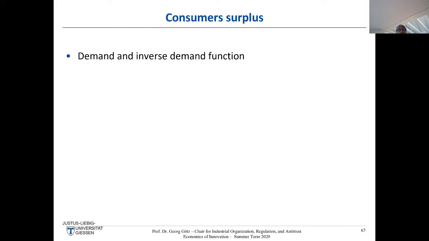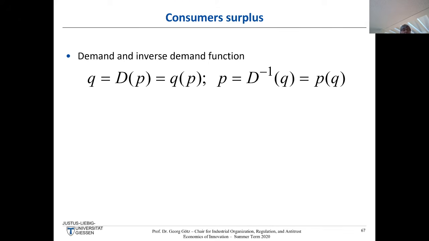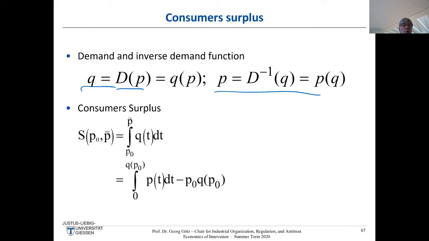What we need for our analysis, because we are interested a lot in what consumers are doing, is consumer welfare. How do we measure consumer welfare? That's, as always, with consumer surplus. And consumer surplus is just total willingness to pay for a unit minus what you actually have to pay. And if you have a standard demand function here, Q as a function of the price, or the inverse demand function, which is nothing else than the demand curve, you can immediately derive the consumer surplus by using these integrals here.